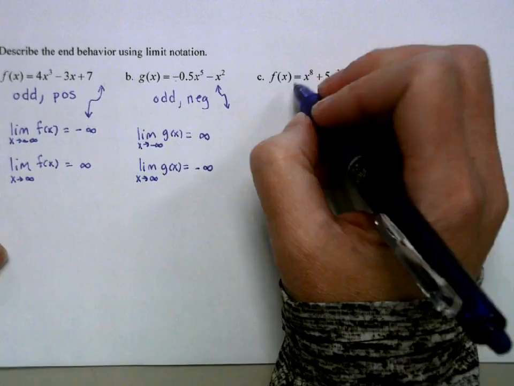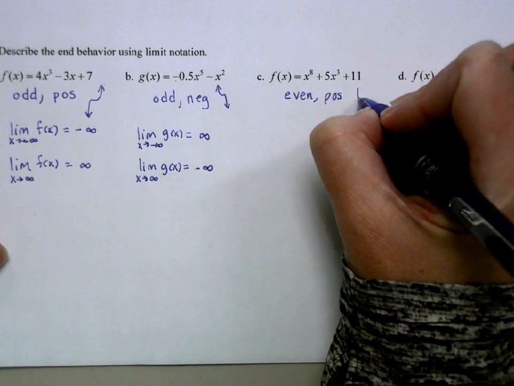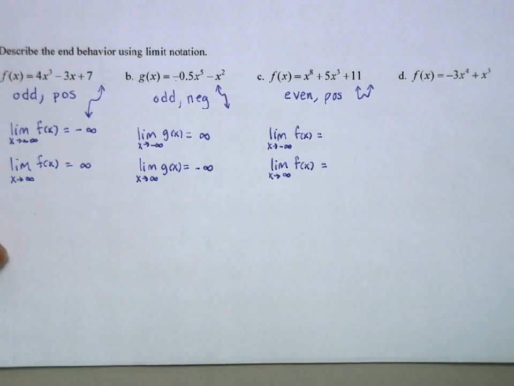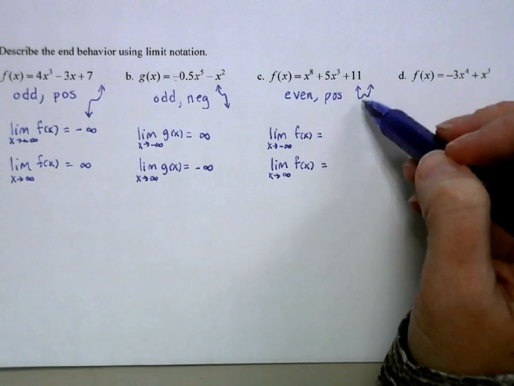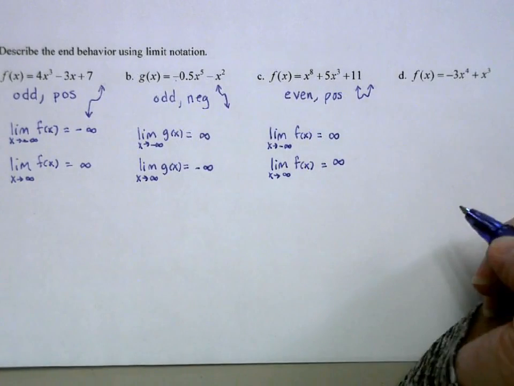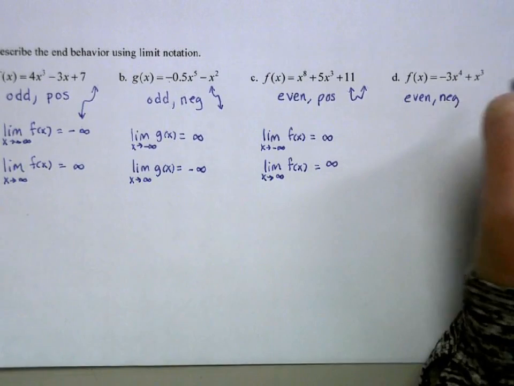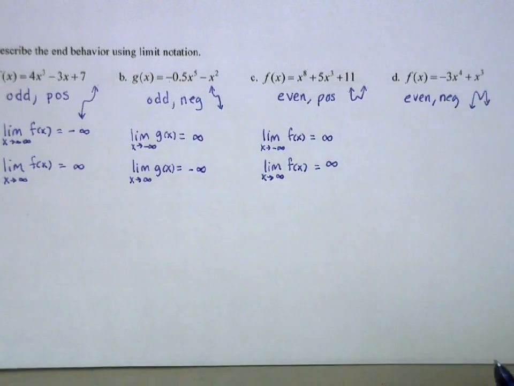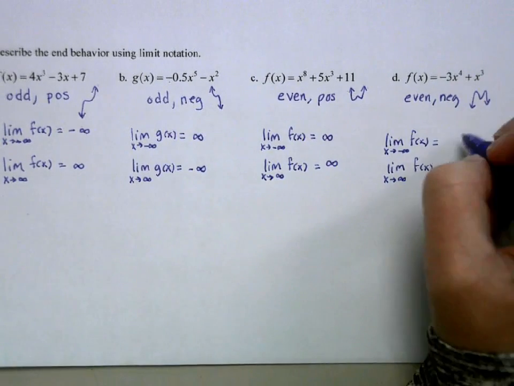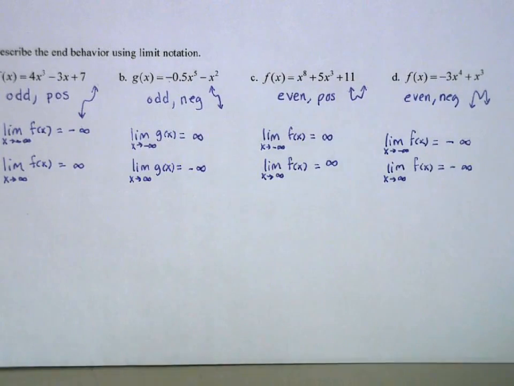This one is an even positive, which means our end behavior is the same at both ends. So for this one, for both, we're going to +infinity. And then the final case is an even negative. So my graph will look like that. For both -infinity and +infinity, we are going to -infinity.